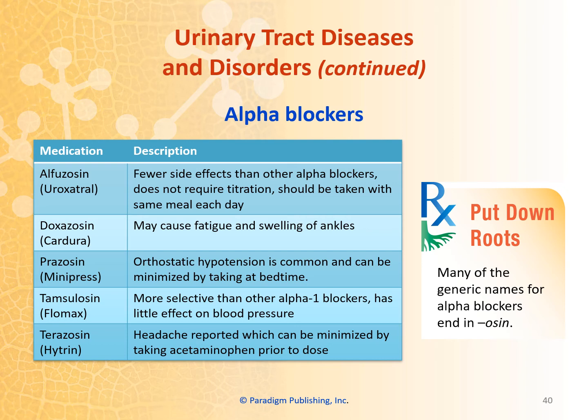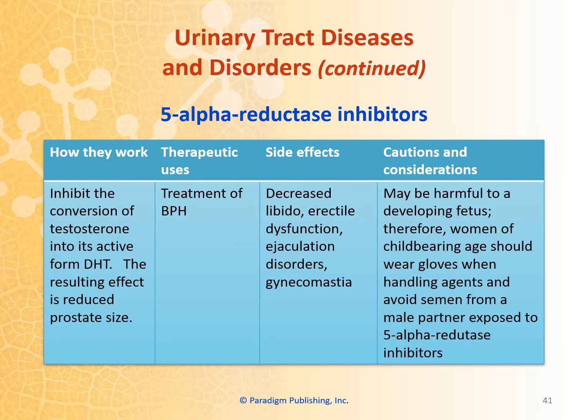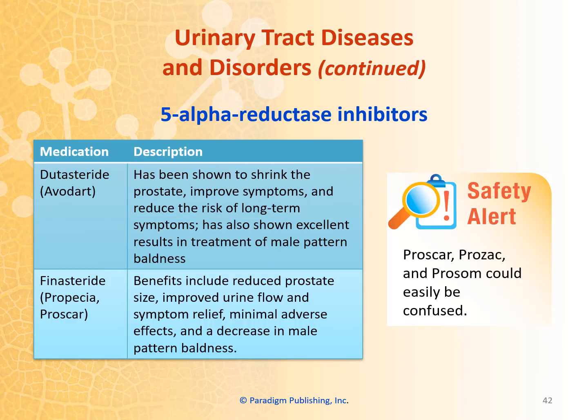Some examples of alpha blockers: Uroxatral, Cardura, Minipress, Flomax, which is probably one of the most common ones you'll see, and Hytrin. 5-alpha reductase inhibitors work by inhibiting the conversion of testosterone into its active form, DHT. The resulting effect is reduced prostate size. These include Avodart and Propecia.